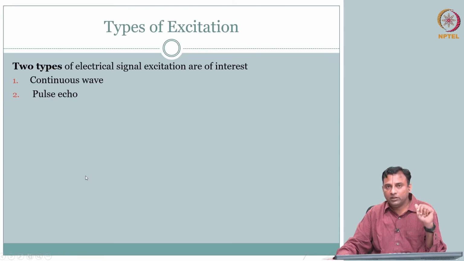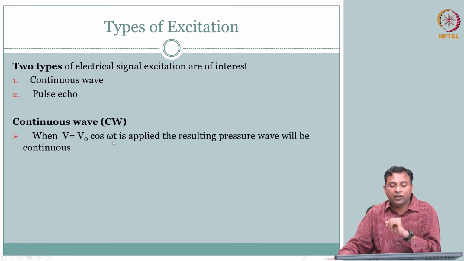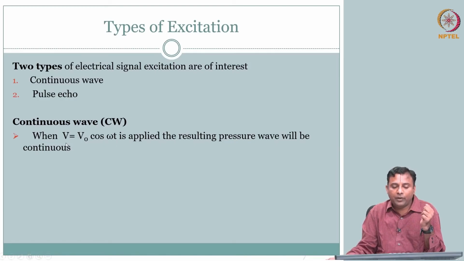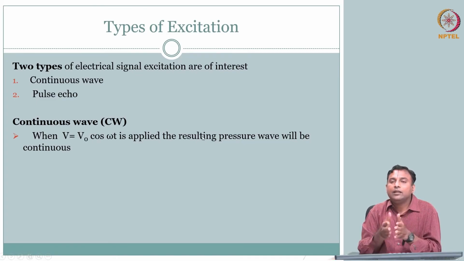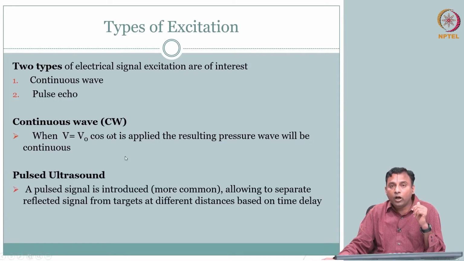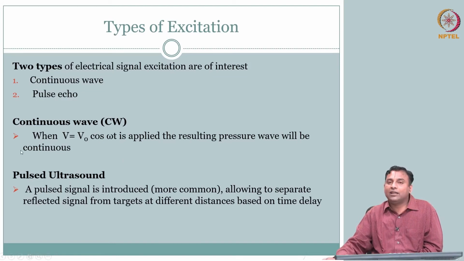Two operations are possible, meaning you can continuously excite. So if you apply a V which is continuous, right? V naught cos omega t. So you are applying it at a frequency that is the resonant frequency of the crystal. So you know the thickness, so you know the resonant frequency. So the efficient conversion happens when you apply a frequency that is at the resonant frequency. So if I apply V as V naught cos omega t, then the pressure wave will also be continuous. That is one way of operating. But predominantly all of the imaging scanners that you will see actually work based on pulsed ultrasound.